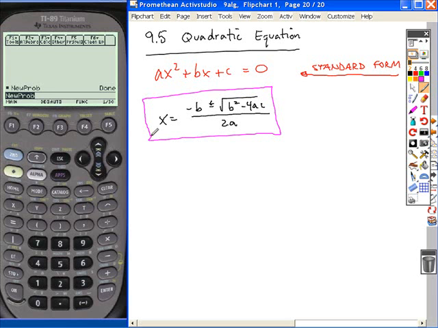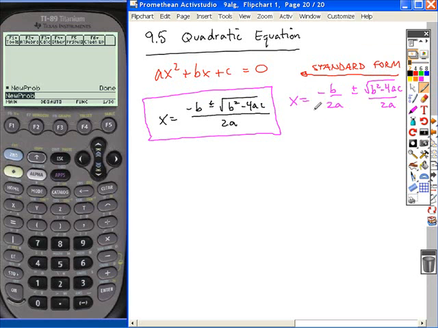And I just want you guys to be exposed to this because you may be in a class where teachers don't allow you to use your calculators like I do. And this is the formula that you might need to use in order to calculate a solution. All right, if you were to divide this equation into two separate parts, you get x is equal to negative b over 2a plus or minus the square root of b squared minus 4ac all over 2a.